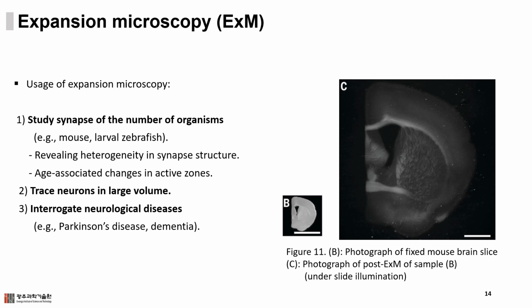Expansion microscopy is used in several areas. First, when studying synapses of a number of organisms. Next, when tracing neurons in large volumes. And third, to interrogate neurological diseases such as Parkinson's disease or dementia.